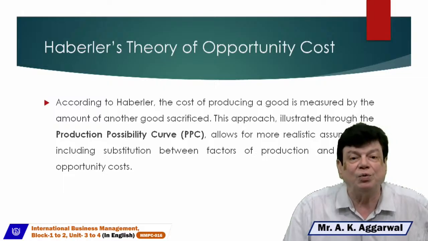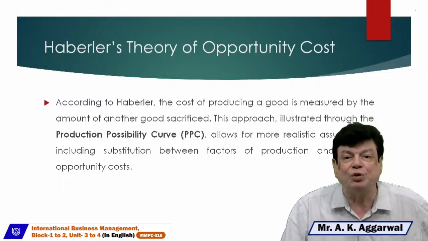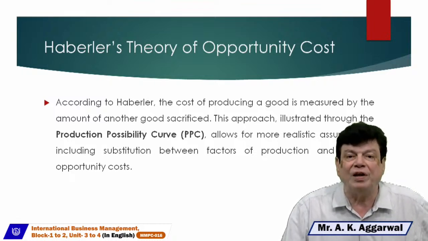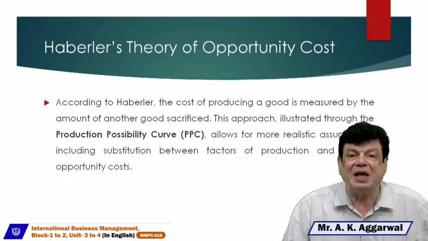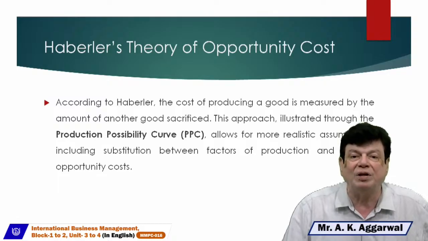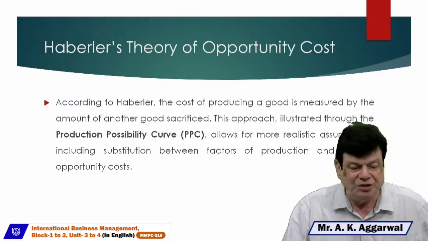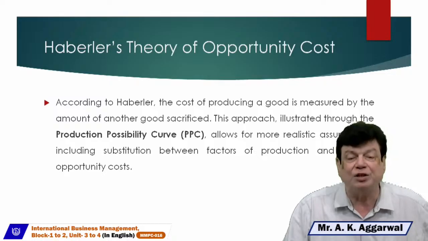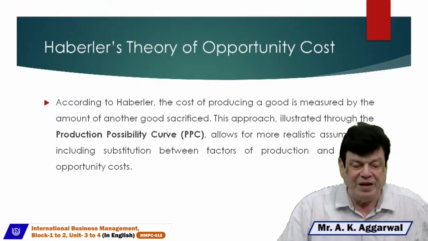So, according to Haberler, the cost of producing a good is measured by the amount of another good sacrificed. This approach illustrated through the production possibility curve, PPC, allows for more realistic assumptions including substitution between factors of production and varying opportunity costs.